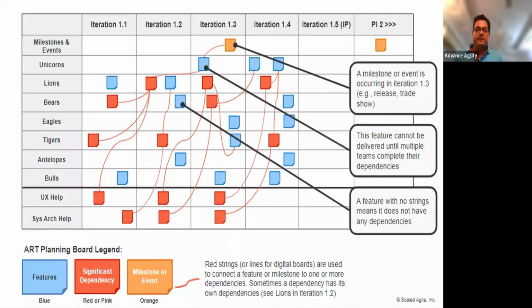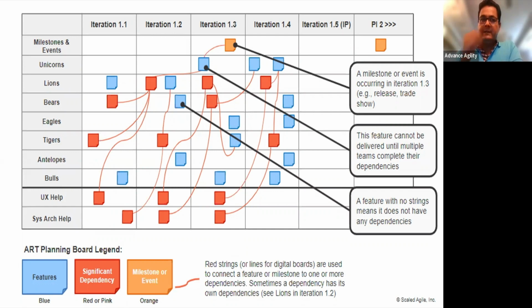This is an example of a planning board from scaledagile.com. Okay. So on the top, we have iterations. PI is renamed as planning increment now. So earlier, we used to say, what is PI? PI is program increment. But in version 6.0, we have renamed that as planning increment instead of program increment.